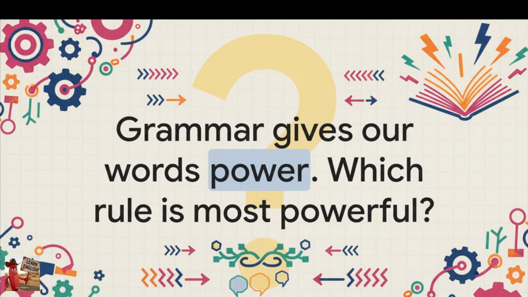So there you have it. You see, grammar isn't about a bunch of boring, stuffy restrictions. It's about giving our words precision. It's about giving them power, so we can say exactly what we mean. It kind of makes you wonder, doesn't it? Of all the rules in the English language, which one do you think is the most powerful? Which one truly shapes our meaning the most?